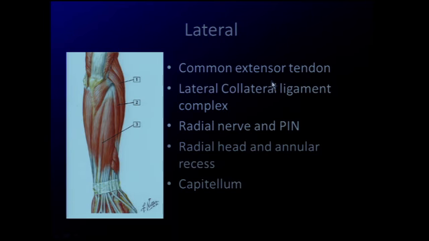structures that may be involved include the common extensor tendon, which is this structure right here, and the lateral collateral ligament complex, which is a deeper structure. You may have pathology involving the radial nerve and its motor branch, the posterior interosseous nerve.